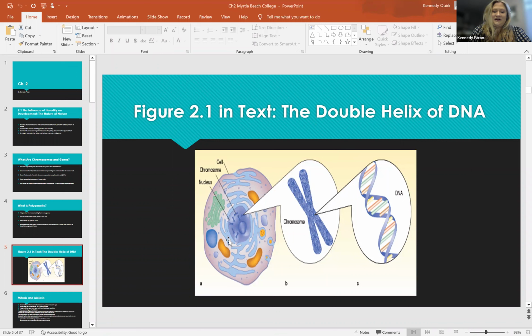As I shared, the nucleus is the center of the cell. The chromosomes are within the nucleus, and the chromosomes and DNA are shown here. The chromosomes are made up of the DNA. You can see the picture at the very left is the whole picture, followed by a zoomed in picture of the chromosomes, and then it zooms into the DNA that makes up the chromosomes.